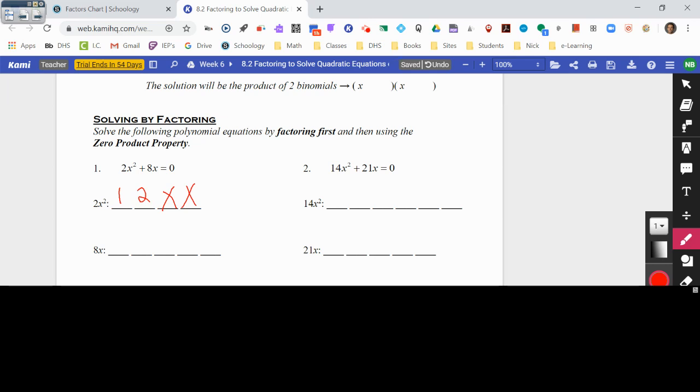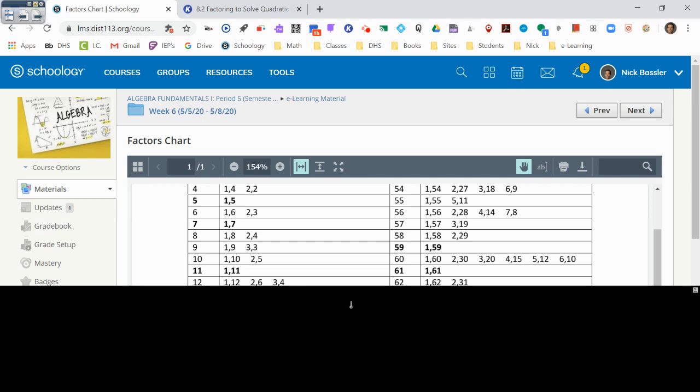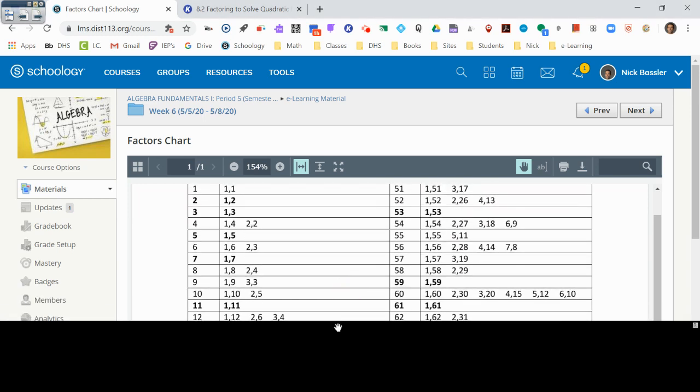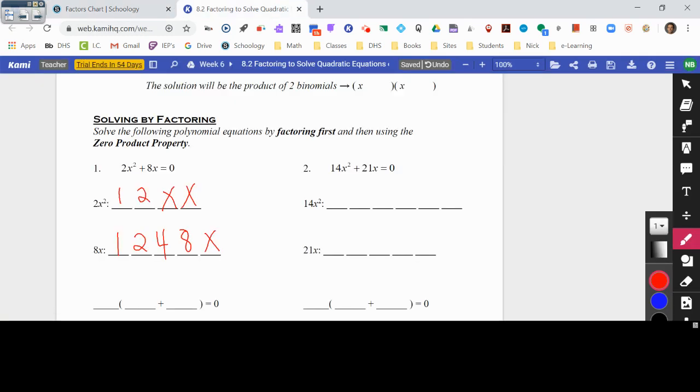And now for 8x, I have my x, I have 1 times 8, and I have 2 times 4. Again, if we need to reference what numbers we need to put in the lines, that's why we're going to use our factors chart here, and we can see our factors of 8 are 1 and 8 and 2 and 4. So after we list out our factors, we're going to circle our greatest common factor, and sometimes I'll have a greatest common factor of numbers, sometimes it's letters, and sometimes it's numbers and letters.